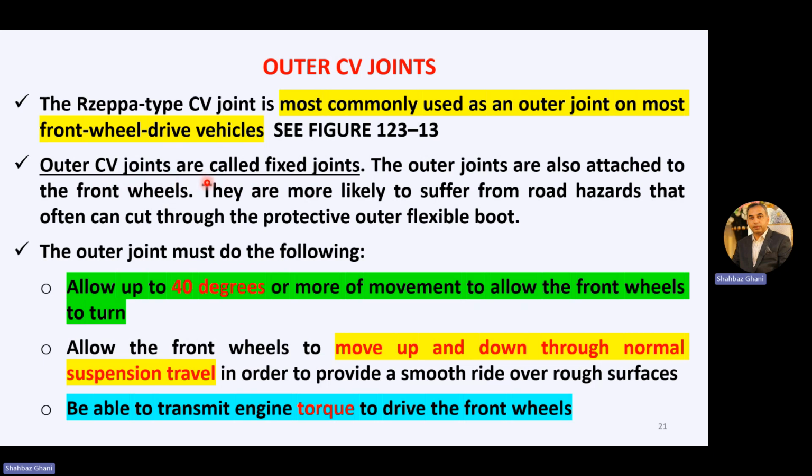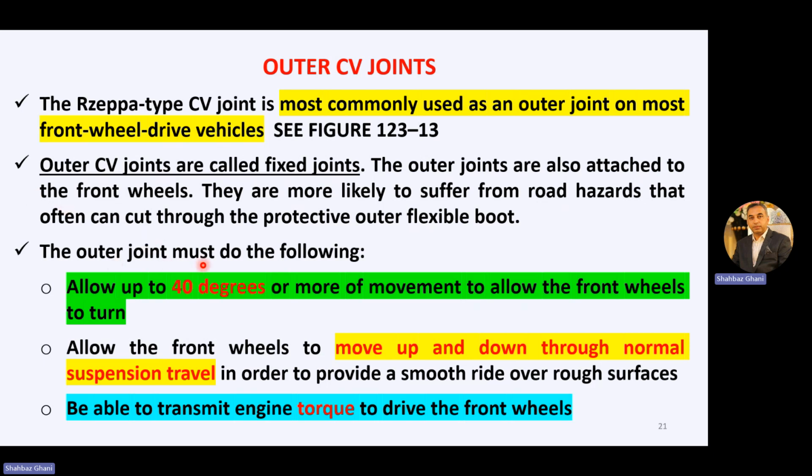Outer CV joints are called fixed joints. There are two types of joint, inner CV joints and outer CV joints. The outer CV joints are called fixed joints. The outer joints are also attached to the front wheel. They are more likely to suffer from road hazards that often can cut through the protective outer flexible rubber boot, the rubber cap which is placed to cover the joint. They are mostly cut by these road hazards.